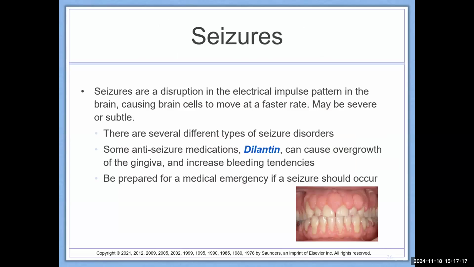With seizures, this is more like a disruption of the electrical impulse pattern that they suffer from with brain cells. What happens is that the brain cells tend to move at a faster rate. That could be severe, it could be subtle. So there are different types of seizures, but we do give anti-seizure medications called Dilantin. Unfortunately, Dilantin does cause overgrowth of gingiva, like you can see here in the picture on the lower right.